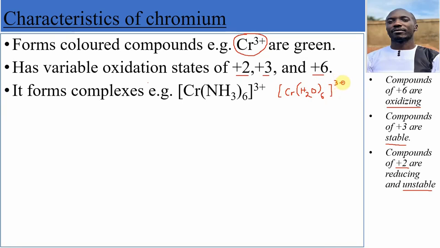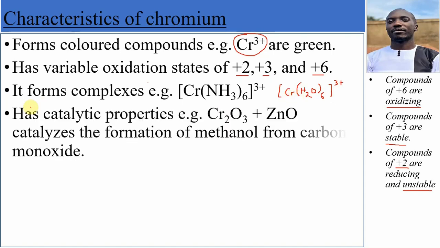Okay, so it can also form a complex of this kind. This is aqua chromium 3 ion. Then next, chromium has catalytic properties. In other words, it can be used as a catalyst.